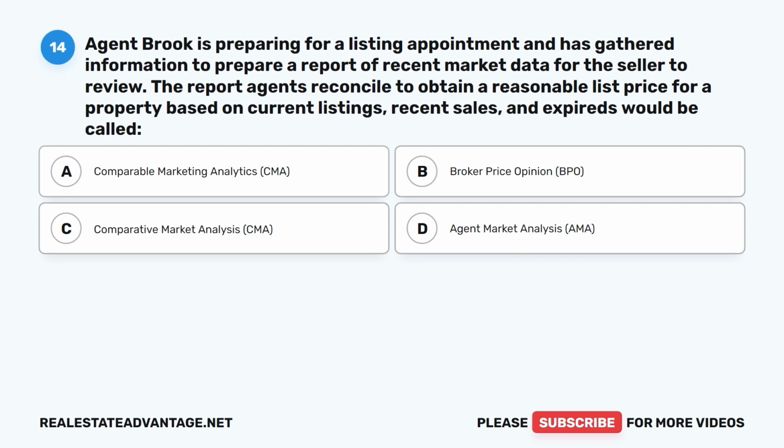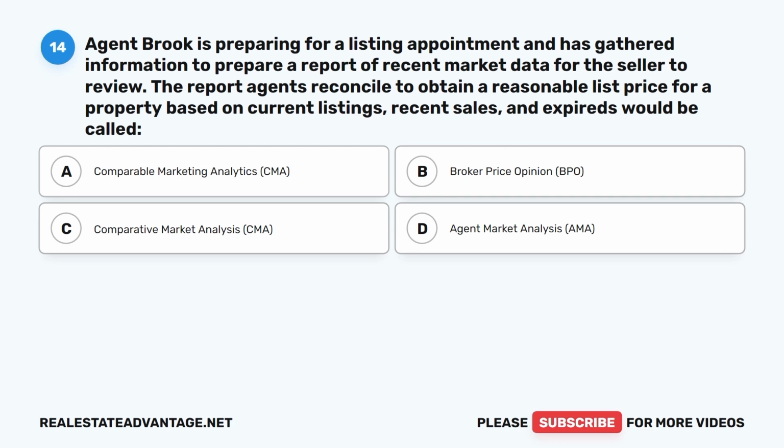Question 14. Agent Brooke is preparing for a listing appointment and has gathered information to prepare a report of recent market data for the seller to review. The report agents reconcile to obtain a reasonable list price for a property based on current listings, recent sales, and expireds would be called A. Comparable marketing analytics, CMA. B. Broker price opinion, BPO. C. Comparative market analysis, CMA. D. Agent market analysis, AMA.